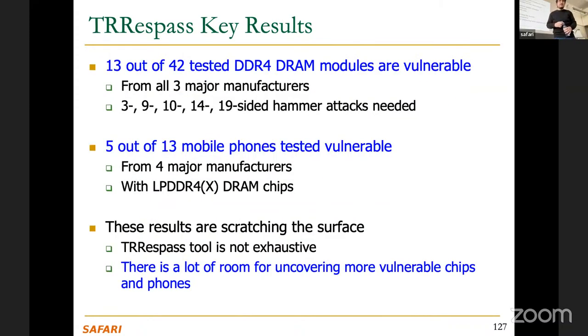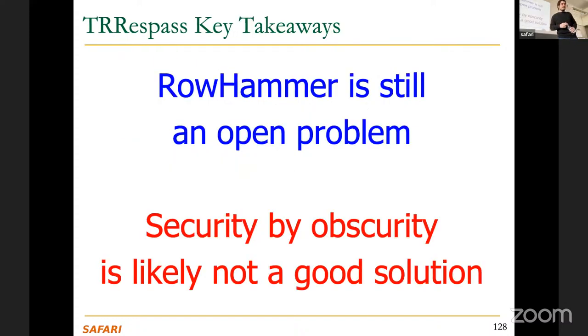It's just more information for you. And the key results, I won't repeat this in the interest of time, but the paper showed that RowHammer was still a problem back then. And security by obscurity, which refers to how the manufacturers keep their implementation secret and just claim that it solves the issue, is likely not a good solution because it didn't solve anything.